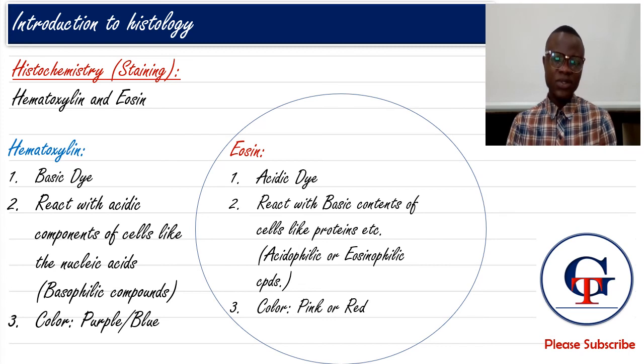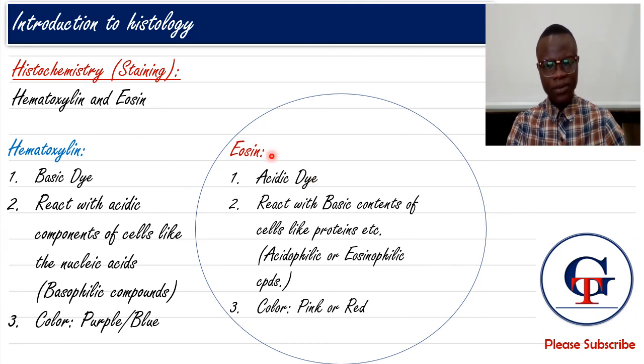Whereas, when it comes to the eosin, it usually reacts with the basic components of the cell that include the proteins and other basic components in the cytoplasm of the cell. So these proteins and other structures that react with the acidic dye are termed acidophilic or eosinophilic. It's important to take note of these points, right? Most times I notice students mix this up, but I hope I explained it well.